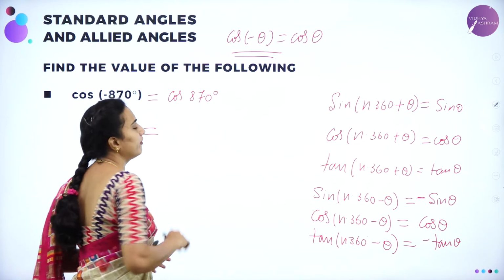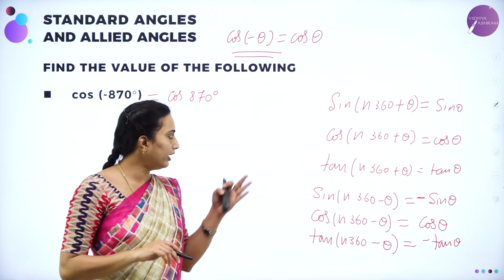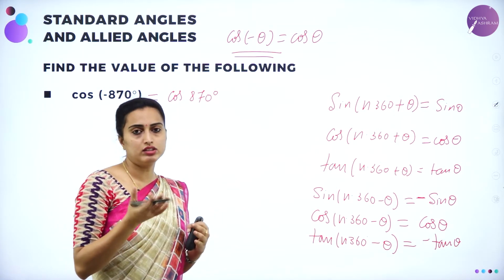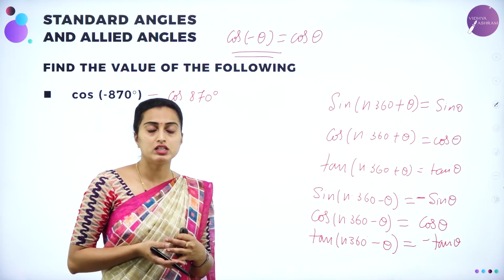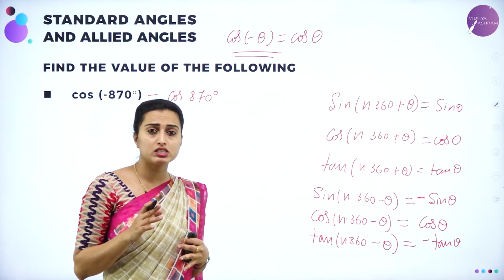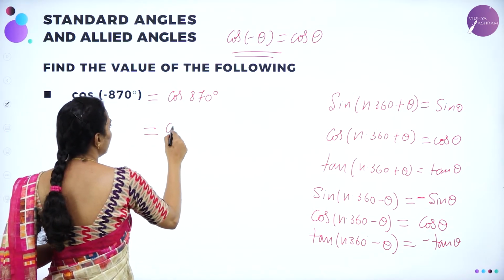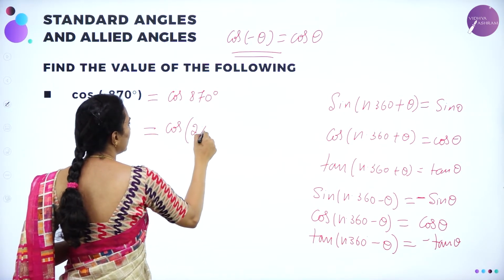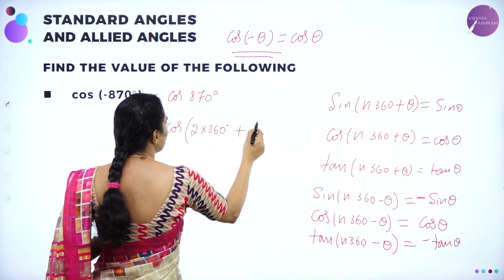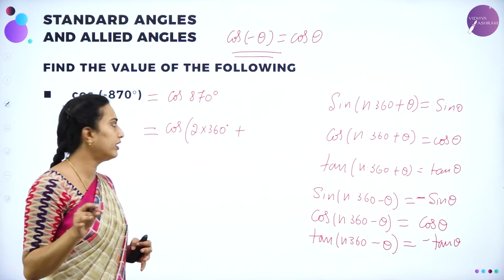Now here 870 degree is more than 360 degree. We can move on to n into 360 plus theta, taking n as 3 if you want, 360 into 3. But let me move on to 360 plus theta only. That is nothing but cos of 2 into 360 plus theta. See, 720 degree: 360 plus 360 is 720 degree.